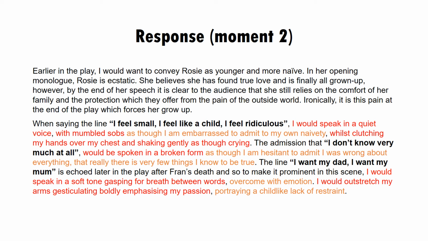So, in this moment here, the second moment that I'm talking about, we're thinking about Rosie and the slight contrast in her personality, the fact that she wants to present herself as a grown-up, but she really does come across far more young and naive. It's the beginning of the play, so we're seeing a little bit of contrast in terms of our interpretation of the character. Let's move on to the final moment.